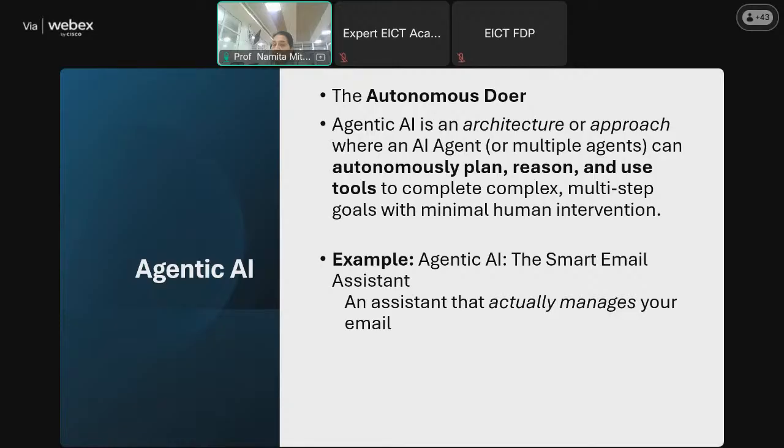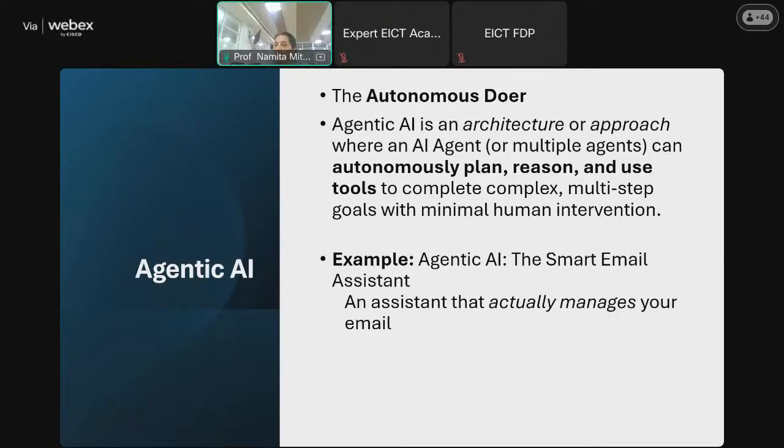And the question for you is: if we have many agentic AIs, can they talk to each other? Agentic AIs are automatic doers, autonomous doers. Can they talk with each other? The answer is yes. Agentic AIs are autonomous doers.